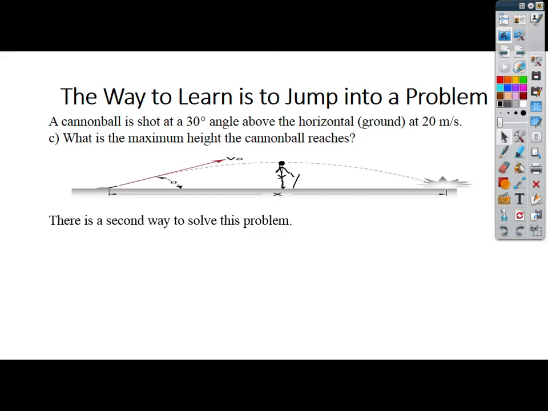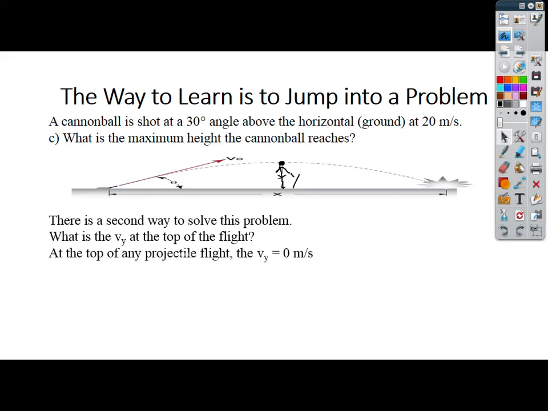Okay? There's actually a second way to solve this problem in one step, and you don't need time. I want to show this to you just in case, because maybe it's asking this question, and I give you all the information. There's actually a one-step way to do it instead of dealing with time. Obviously, time can work, but watch this. What is the Vy at the top of the flight? We all know Vy at the top of the flight is 0. So therefore, I can go to a different equation.